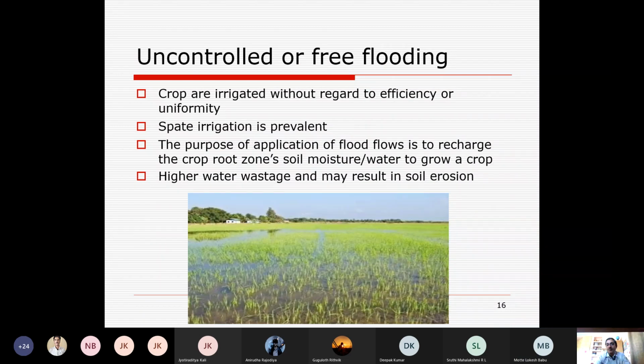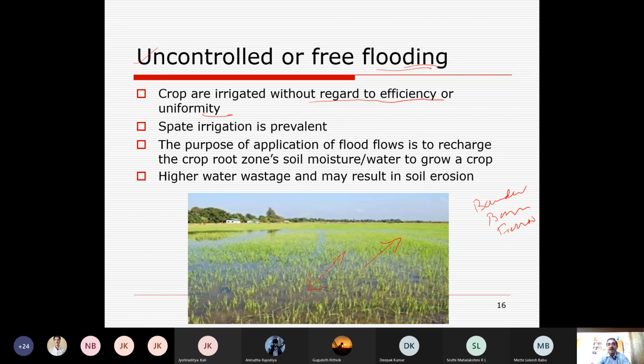So now, if you recall, surface methods of irrigation, there are four methods. Uncontrolled, second is border, basin, and furrow. This is the uncontrolled or free flooding method. Here is just one picture. Water is flooded everywhere in the field and it is uncontrolled, so crops are irrigated without regard to efficiency or uniformity. The reason being, everywhere we need to flood this field.